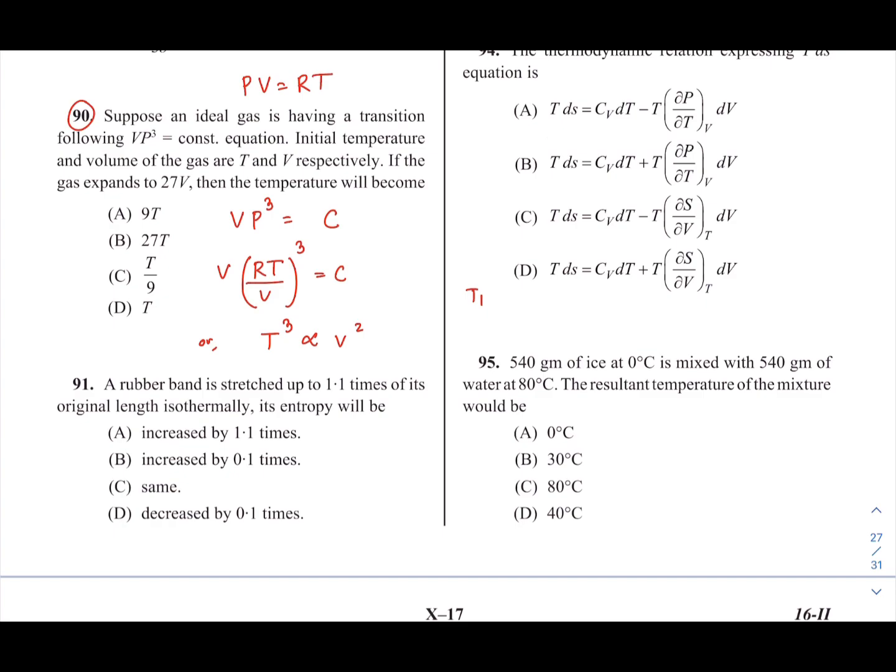Thus T1 cubed divided by V1 squared will be the same as T2 cubed divided by V2 squared, or T2 will be (V2 divided by V1) to the power 2 by 3 times T1. So here V2 divided by V1 is 27. So we have T2 is equal to 9 T1. So thus option A is the correct answer.